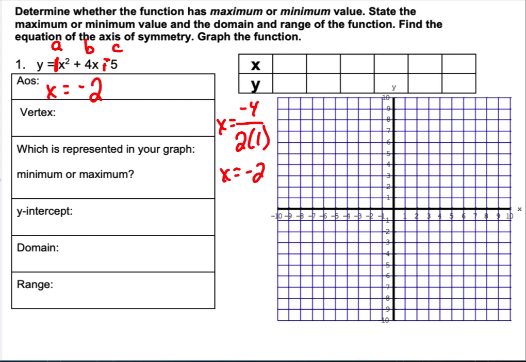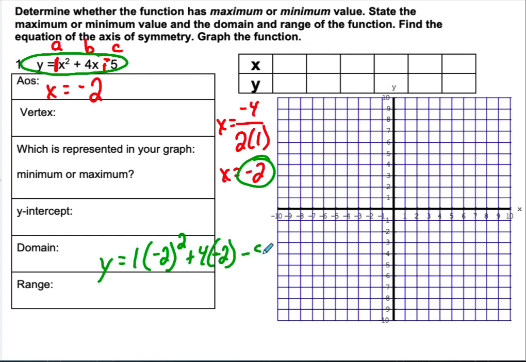Now I need to find my y value, and this is where I'm going to have to do just a little bit of math. I'm going to take my equation and plug in -2 for x. So I'm going to write mine down here where I have some space. So y is equal to 1 times (-2) squared plus 4 times -2 minus 5.